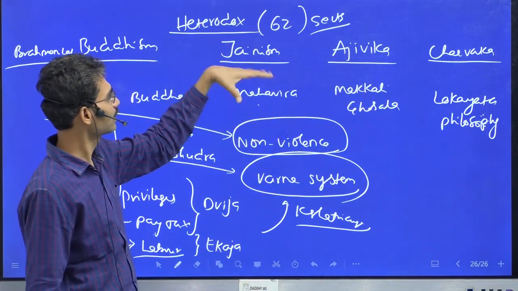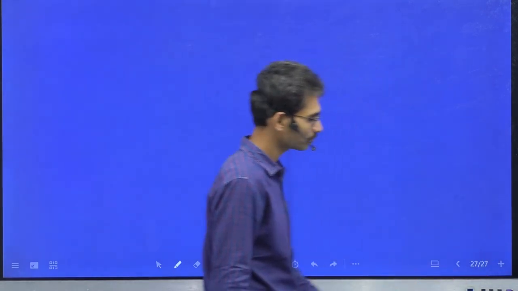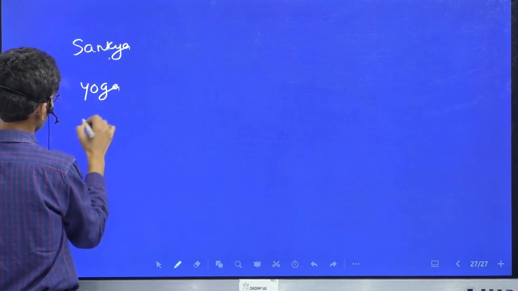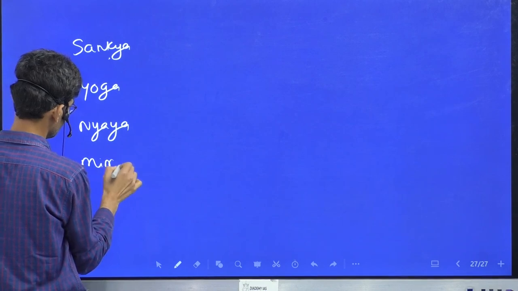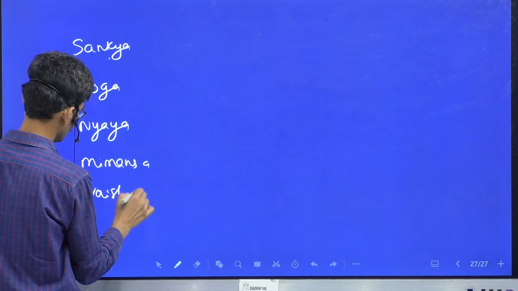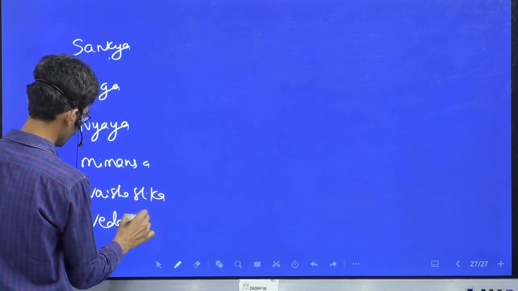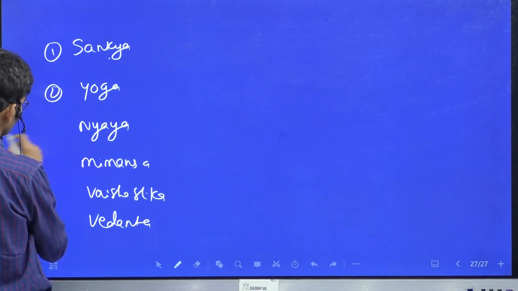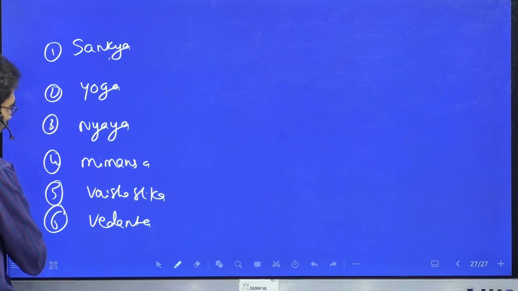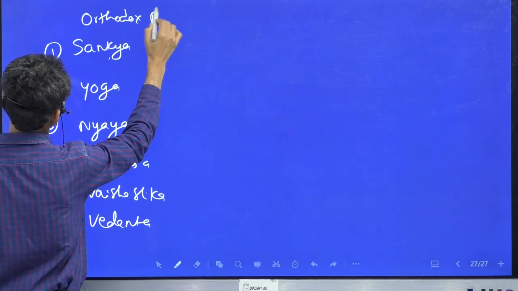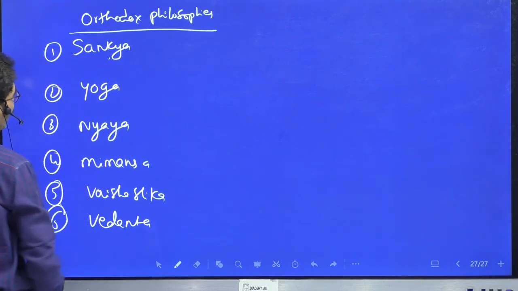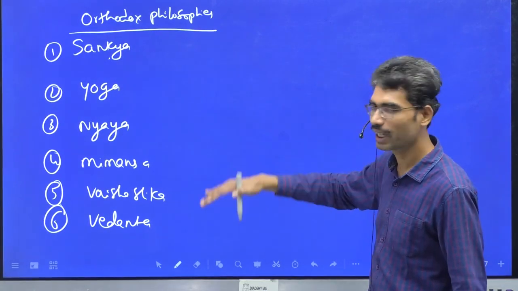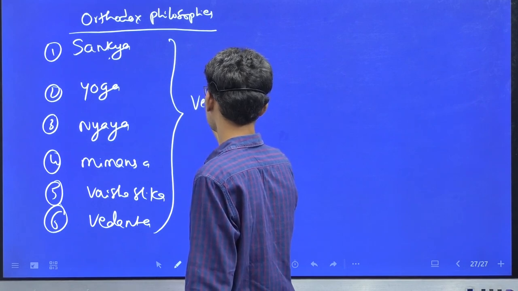In UPSC, they will simply ask which of the following is a heterodox sect. On the other hand, gradually, by this time they are yet to take final shape, but in the Brahmanical order itself, Sankhya, Yoga, Nyaya, Mimamsa, Vaisheshika, Vedanta, these are called orthodox philosophies. So Sankhya, Yoga, Nyaya, Mimamsa, Vaisheshika, Vedanta, these are different types of philosophies within Vedic knowledge.